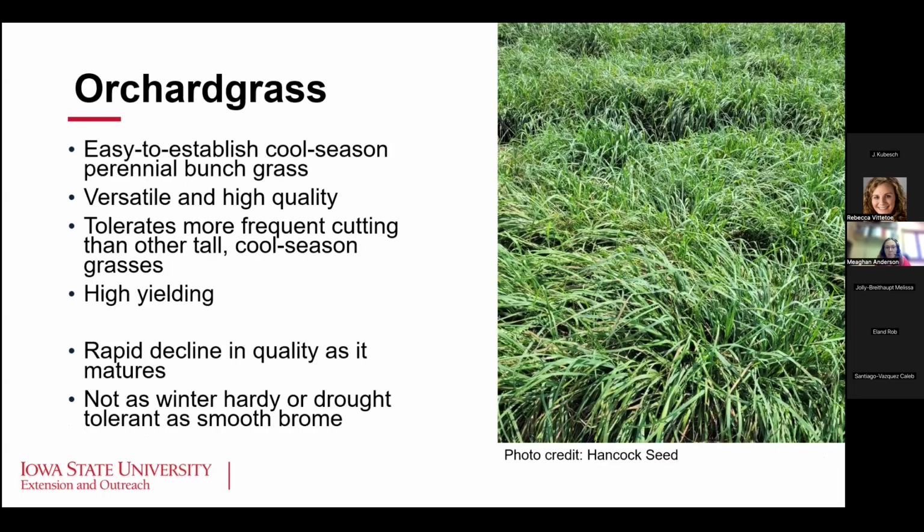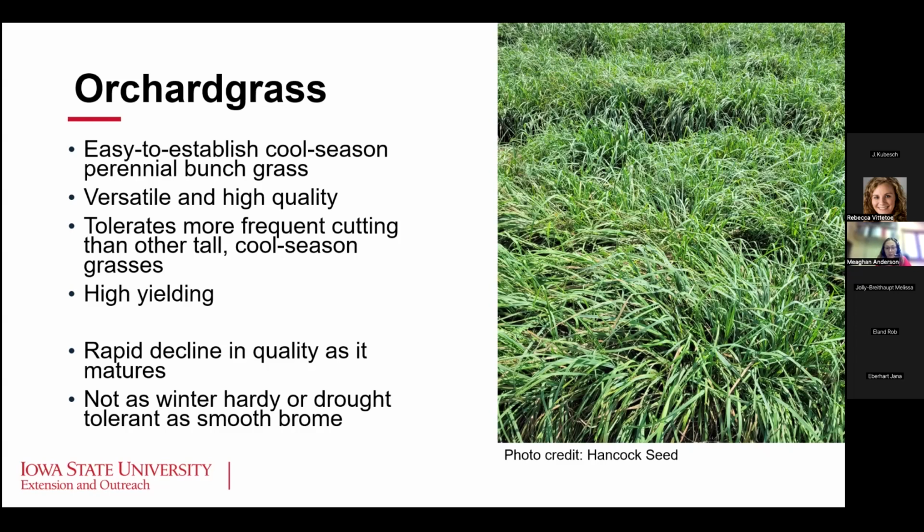Orchard grass is my next one. This is a relatively easy to establish grass. It's cool season. It's going to be a tall, cool season bunch grass that'll be a perennial. It's quite versatile. It's used in haying. It can be used in pastures. It's got quite high quality content to it. And then this is going to be a species that will tolerate more frequent cutting than other tall, cool season grasses. And so that's one reason that it's often used in systems with alfalfa.